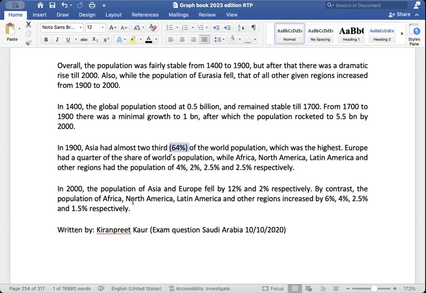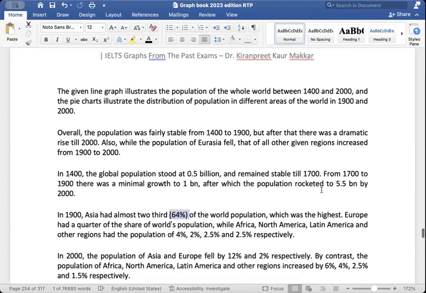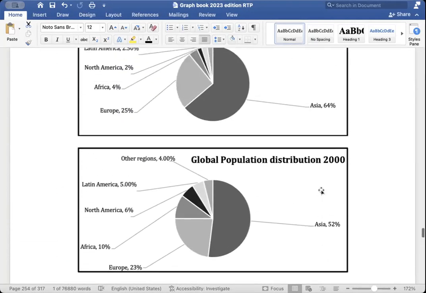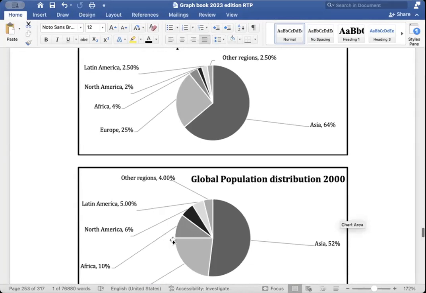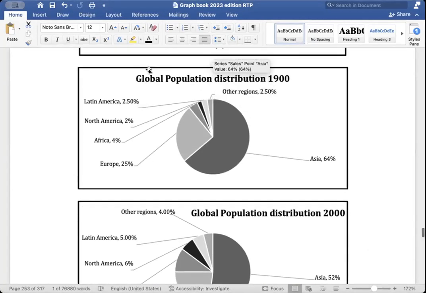By contrast, the population of Africa, North America, Latin America, and other regions increased by, again I've used by, so I've minused or plussed, by 6%, 4%, 2.5%, and 1.5%. See, it is 10. Here it is 4. By 6%, 6 and 2, 4%. 5 and 2.5 is 2.5%. And 4 and 2.5 is 1.5%. Okay.